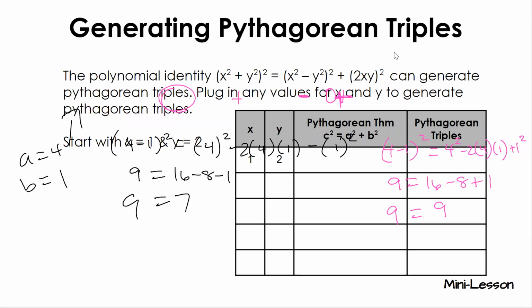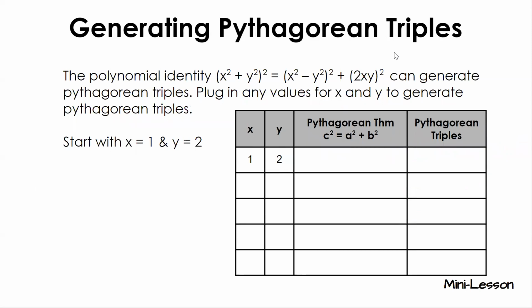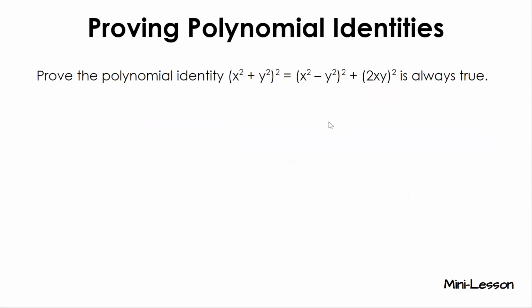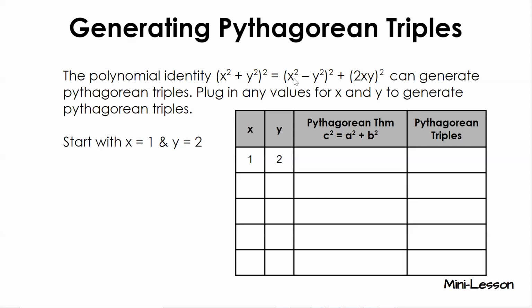Okay. The polynomial identity. All right. So the polynomial identity x squared plus y squared, squared equals x squared minus y squared, squared plus 2xy, squared. So this is the Pythagorean triples. This is what you learned technically in geometry, like algebra 1, what you took last year before you met me. It's just been a minute since you've seen it.